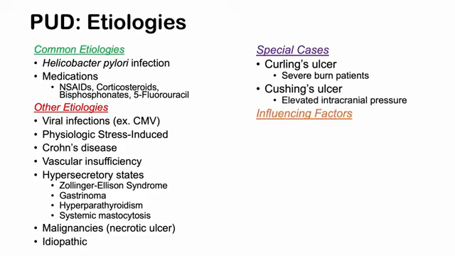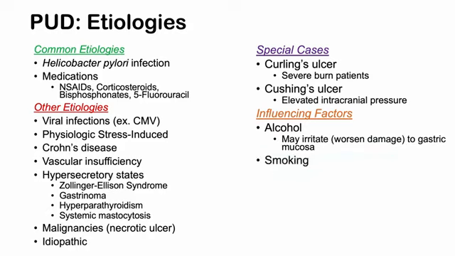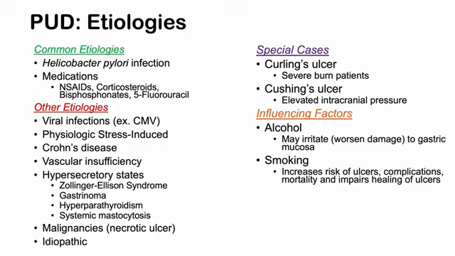And there's some influencing factors as to what makes some peptic ulcers worse. So they're not necessarily the cause of the ulcer itself, but they are something that may make the ulcer or symptoms related to the ulcer worse. These include alcohol, which may irritate or worsen the damage to the gastric mucosa, and smoking, which the data is not clear here, but it seems to increase the risk of ulcerous complications, mortality, and impairs healing of ulcers. So it might not be necessarily a cause of an ulceration, but it seems to play a role in making the ulcer worse and impairing the healing of the ulcer.